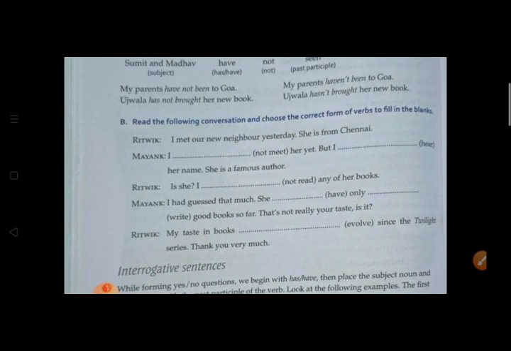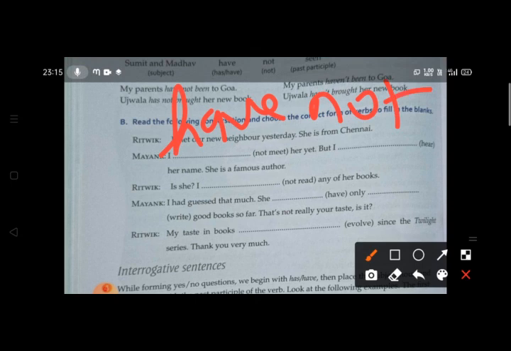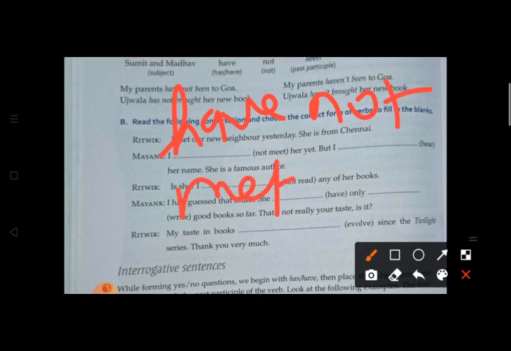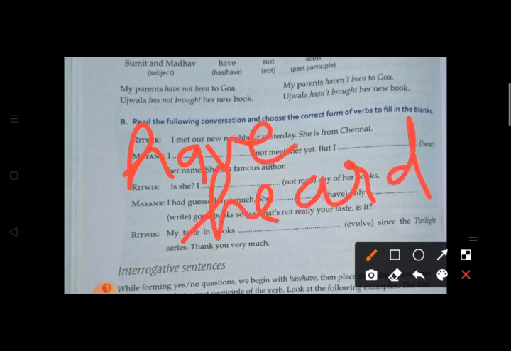We need to read the following conversation and choose the correct form of verbs to fill in the blanks. Ritvik, I met our neighbor yesterday. She is from Chennai. So Mayank said, I have not met her yet. I के साथ have, then we have placed not and meet का past participle है met. But I dash her name. She is famous author. So I के साथ वापस हम use करेंगे have and here का past participle heard. But I have heard her name.